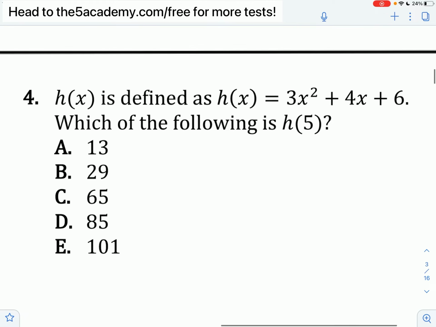H of x is defined as this. Which of the following is h of 5? Okay. The way you're going to do this is just take x, get rid of it, and substitute 5 in for all the x's. Okay, so let's do that.